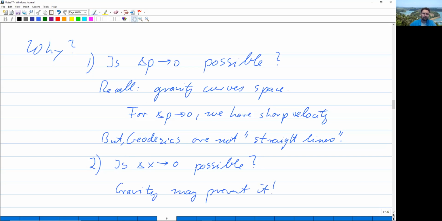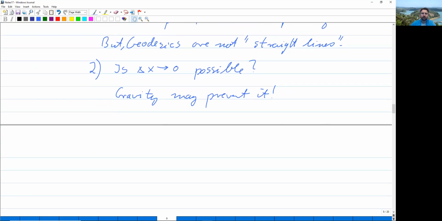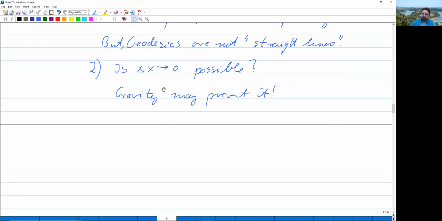Again, why would gravity interfere here? Well, let me tell you the fundamental reason why it can do that. The fundamental reason is the Einstein equation. The Einstein equation looks like this: G mu nu equals kappa T mu nu.